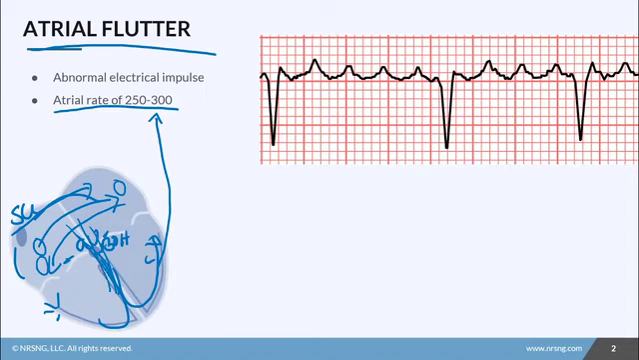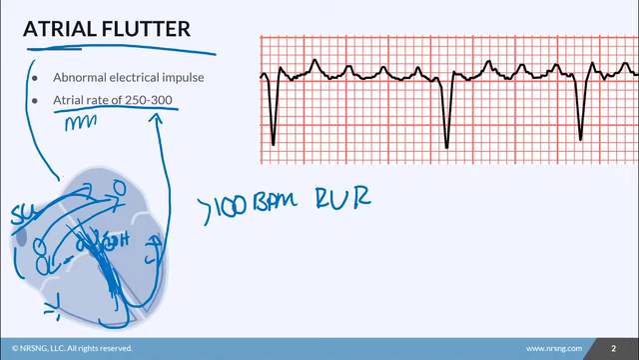Now, sometimes some of these impulses do get down to the ventricles. So the ventricles contract at a rate greater than 100 beats per minute. And we call this a flutter with rapid ventricular response. Because the atria are contracting so fast, it limits the amount of blood that goes in the atria. So therefore, less blood goes into the ventricles. So guess what? Our cardiac output is decreased.